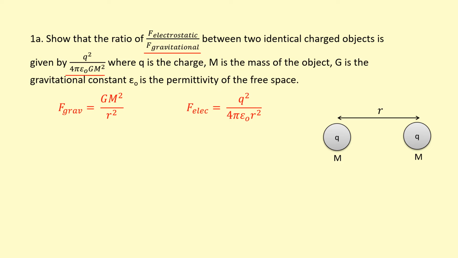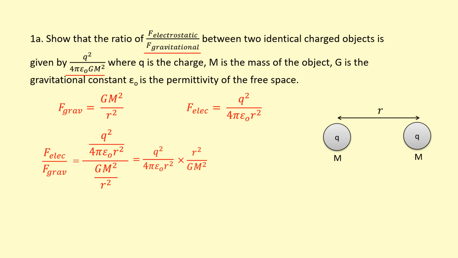Okay, now I'm going to divide the electric force by the gravitational force because that's what the ratio is asking for. So if I do that, I'm dividing a fraction by a fraction. So take the bottom one, flip it over and multiply. Okay, so I've flipped over Newton's law of gravitation and I'm multiplying it.